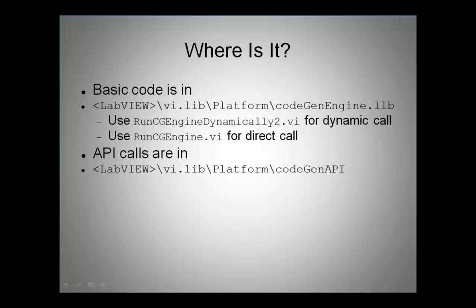Where is it? Since it is highly compiled and optimized, it is in platform because it is compiled. So it's in vi.lib platform and something called codegenengine.llb. There are actually 3 top-level VIs there. One is run cgenginedynamically.vi, and that is there purely for backwards compatibility. Use the one that's called run cgenginedynamically 2, or just run cgengine for a direct call. In addition, there are a lot of API functions that allow you to do a lot of advanced features in it, and those are in platform Codegen API.